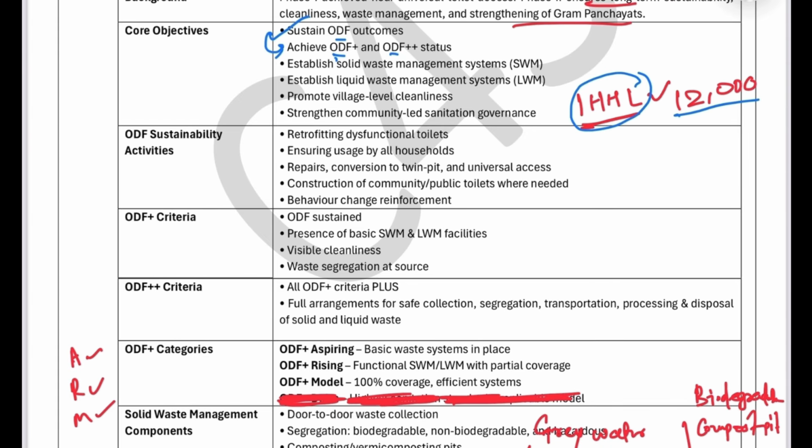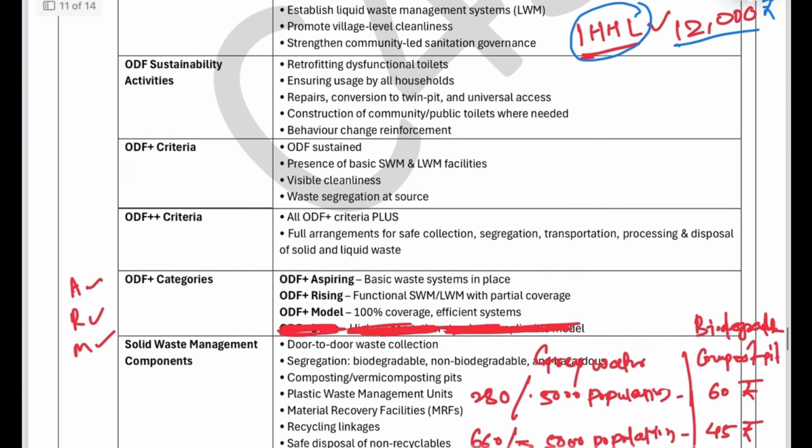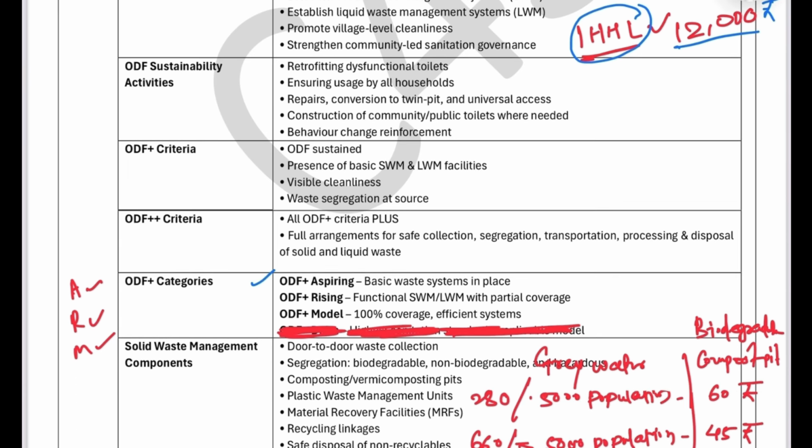Remember, for establishment of individual household latrines, you will get around 12,000 assistance from the government. Okay, this assistance is important. Remember, 12,000 for individual household latrines.